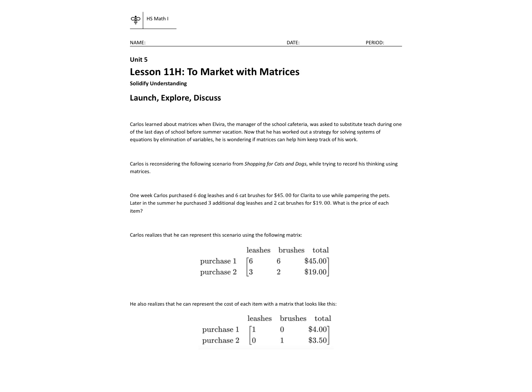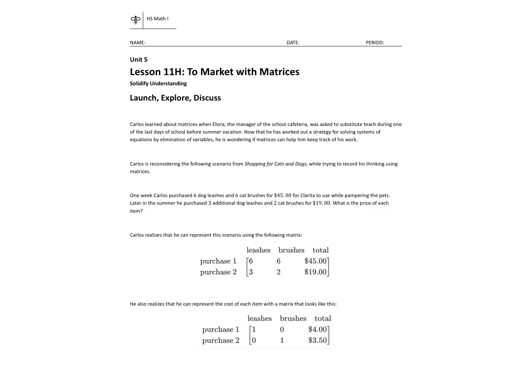Lesson 5.8. So he's reconsidering one of the scenarios from lesson 5.8 while trying to record his thinking using matrices. One week, Carlos purchased, so this is the scenario, 6 dog leashes and 6 cat brushes for $45 for Clarita while pampering the pets. Later in the summer, he purchased 3 additional dog leashes and 2 cat brushes for $19. What was the price of each item?